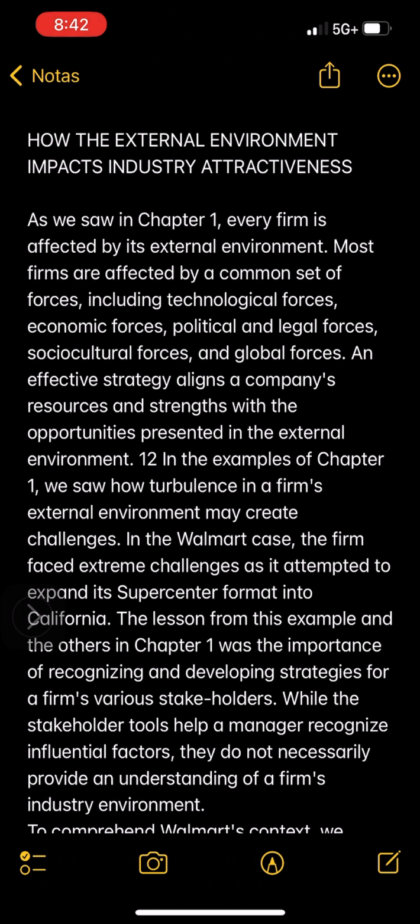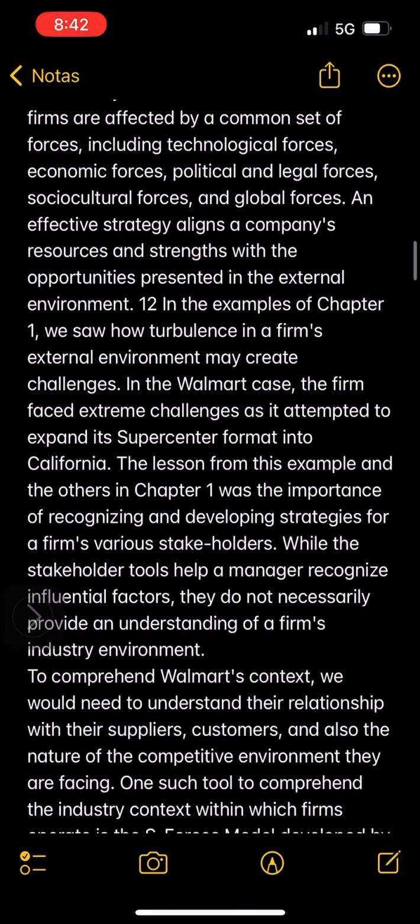In the examples of chapter 1, we saw how turbulence in a firm's external environment may create challenges. In the Walmart case, the firm faced extreme challenges as it attempted to expand its supercenter format into California. The lesson from this example and the others in Chapter 1 was the importance of recognizing and developing strategies for a firm's various stakeholders. While the stakeholder tools help a manager recognize influential factors, they do not necessarily provide an understanding of a firm's industry environment.